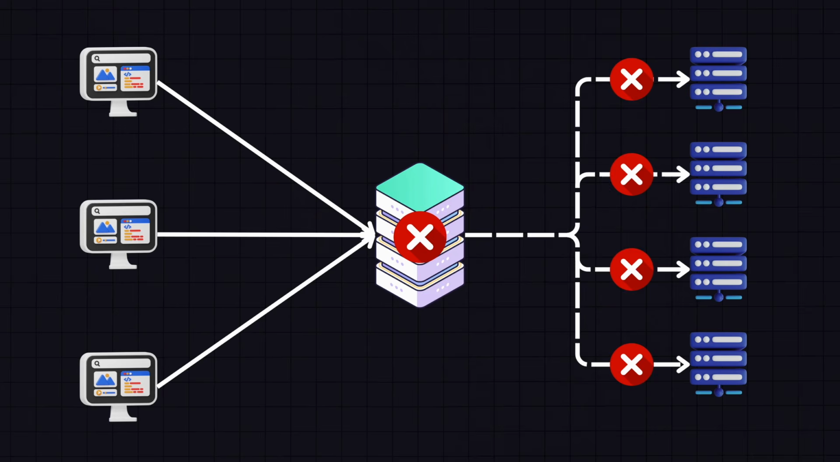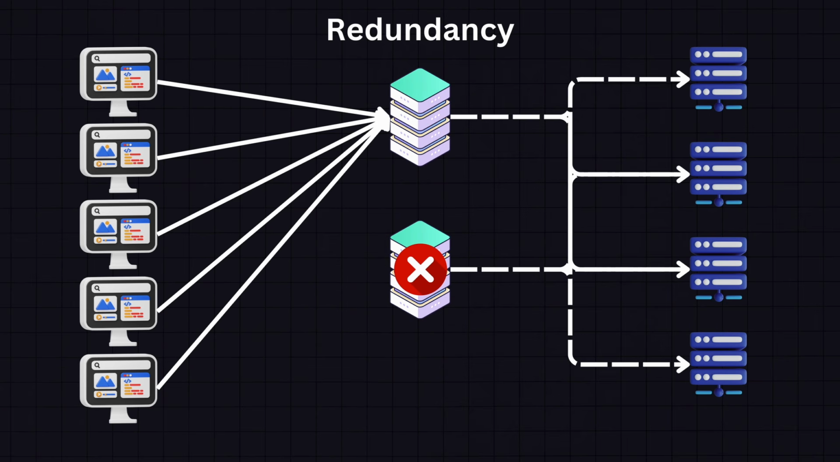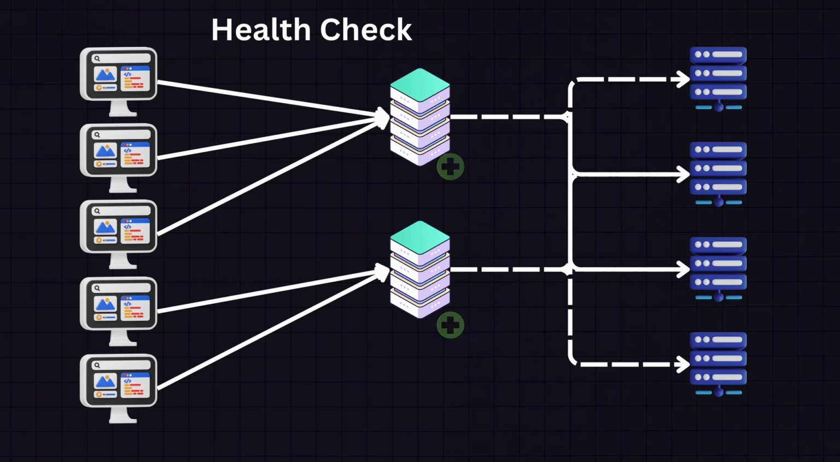First one is implementing redundant load balancing by using more than one load balancer, often in pairs, which is a common approach. If one of them fails, the other one takes over, which is a method known as failover. Next strategy is to continuously monitor and do health checks of the load balancer itself. This can ensure that any issues are detected early and can be addressed before causing significant disruption.